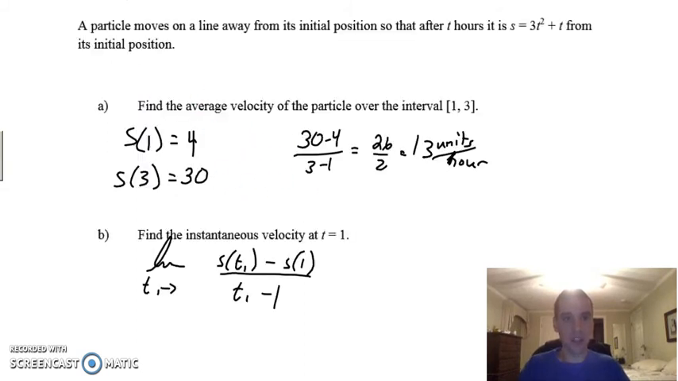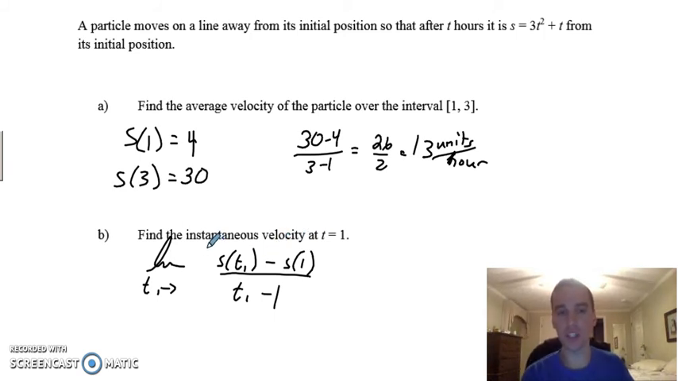One more example here. The last example deals with a particle moving on a line away from its initial position. After t hours, it is s equals 3t squared plus t from the initial position. Find the average velocity between 1 and 3. I did that work for you. We don't know the actual units, whether it's centimeters, meters, whatnot, so just units per hour. Find the instantaneous velocity at t equals 1.